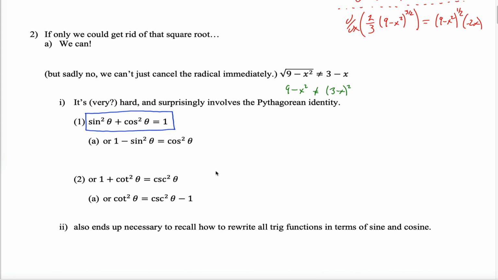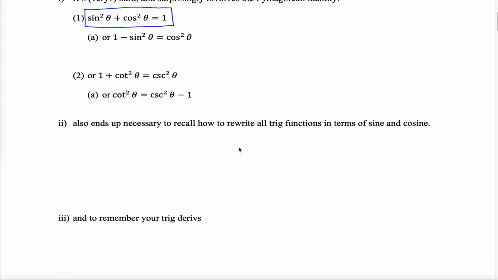And on the topic of reminding you of things that maybe you learned in a trig class, at one point you were probably able to rewrite all 6 of our trig functions in terms of sine and cosine. So maybe recall that the 6 trig functions are sine of theta, cosine of theta, tangent of theta, cosecant of theta, secant of theta, and cotangent of theta.